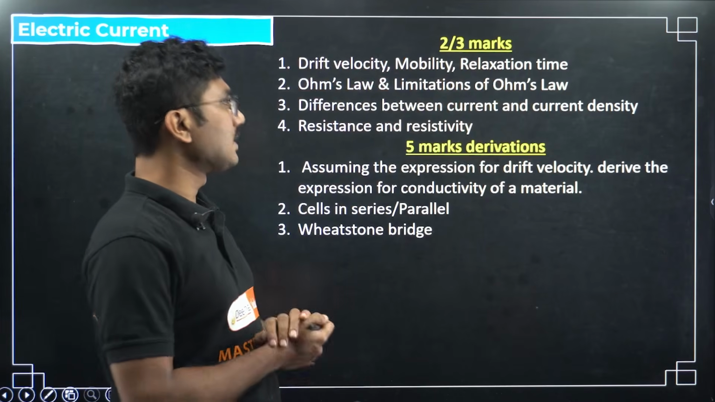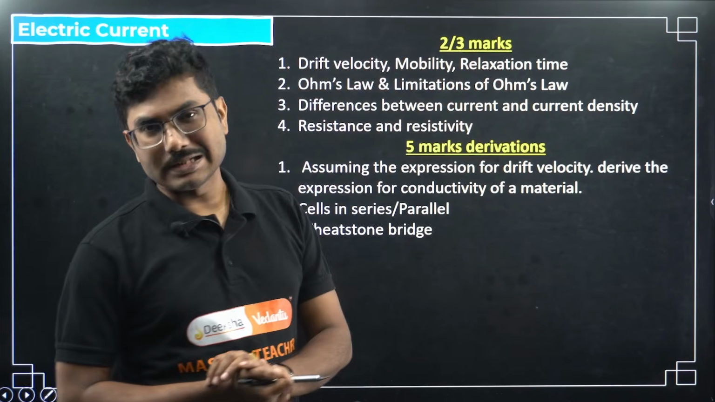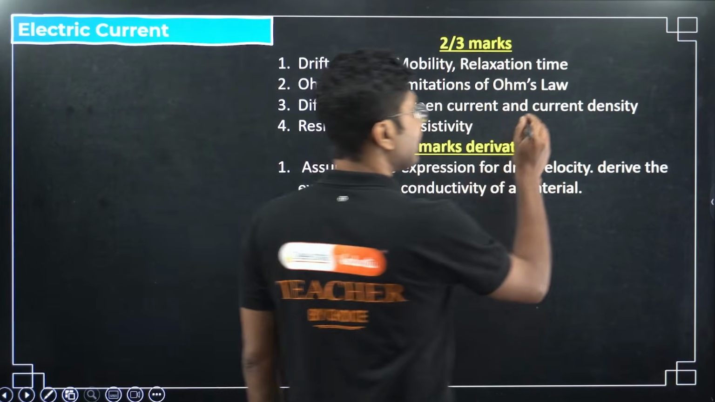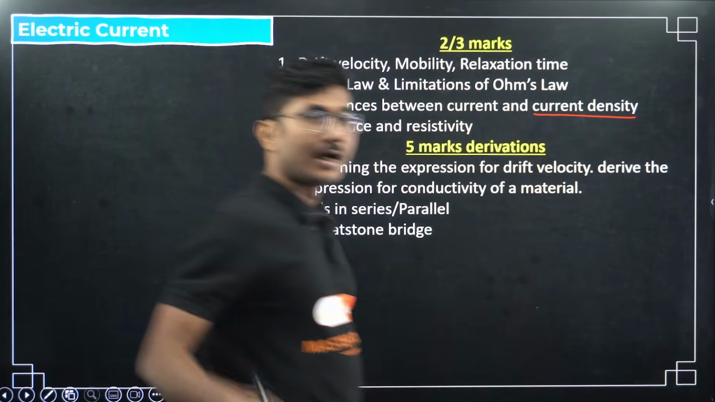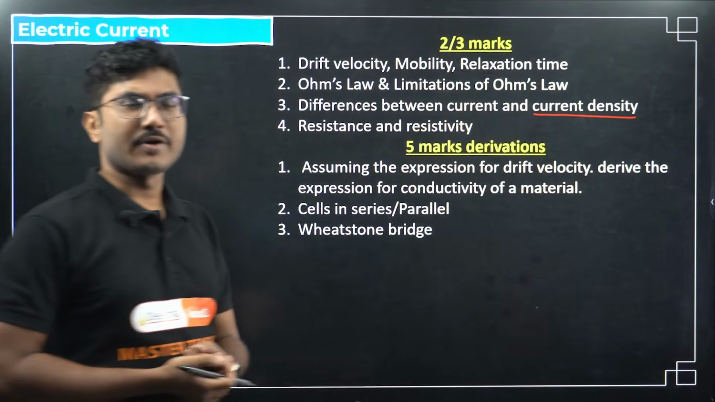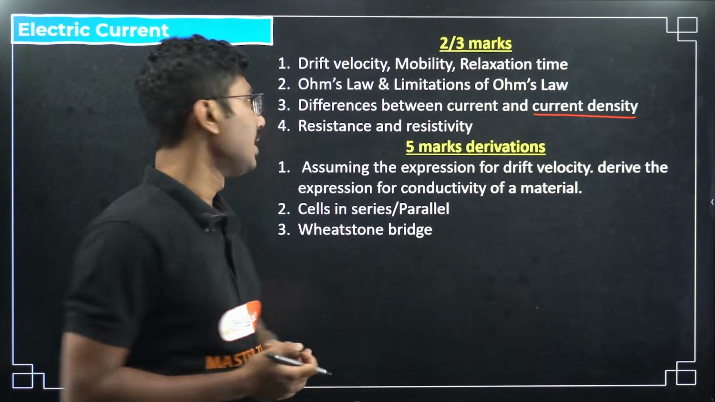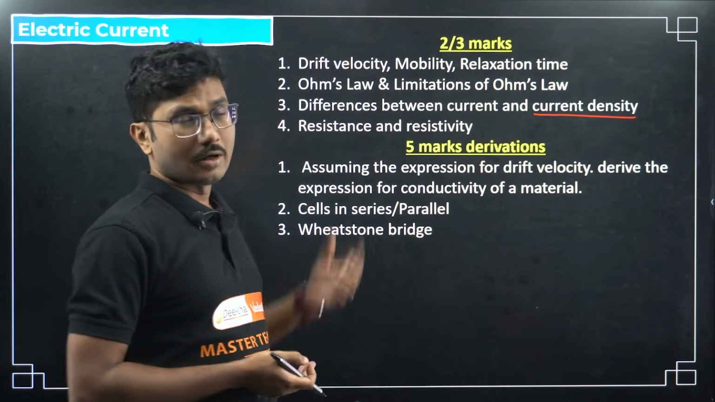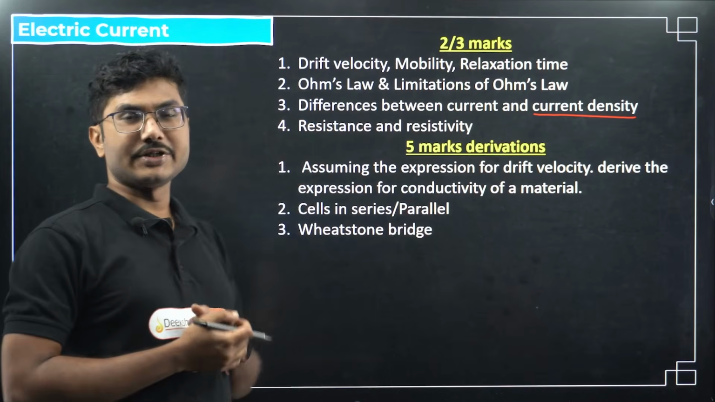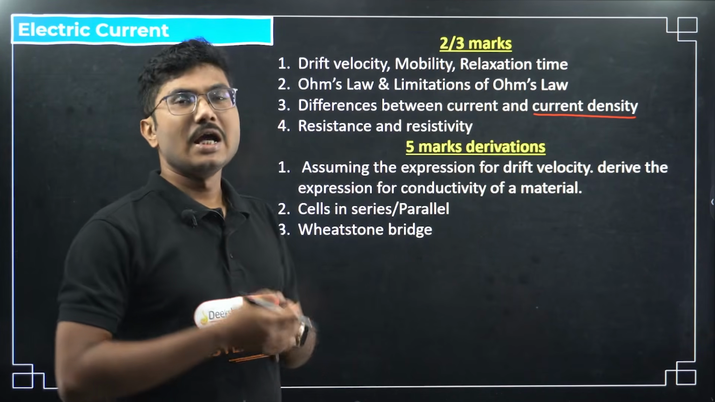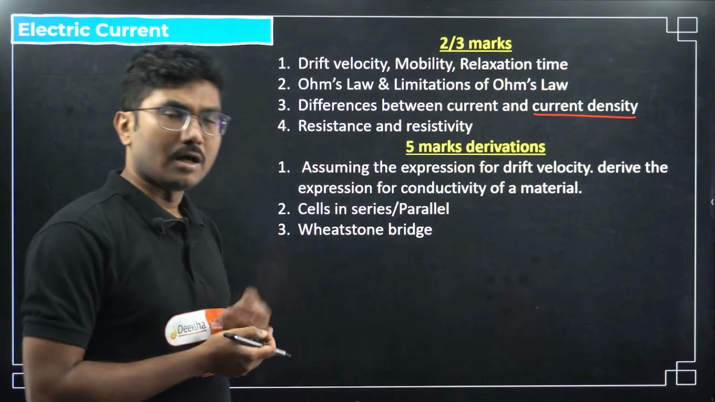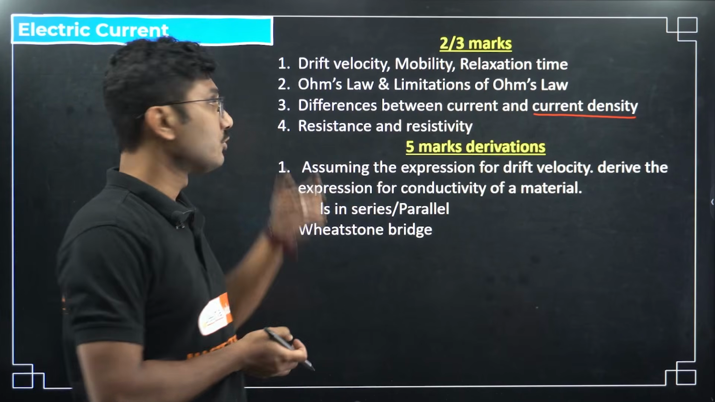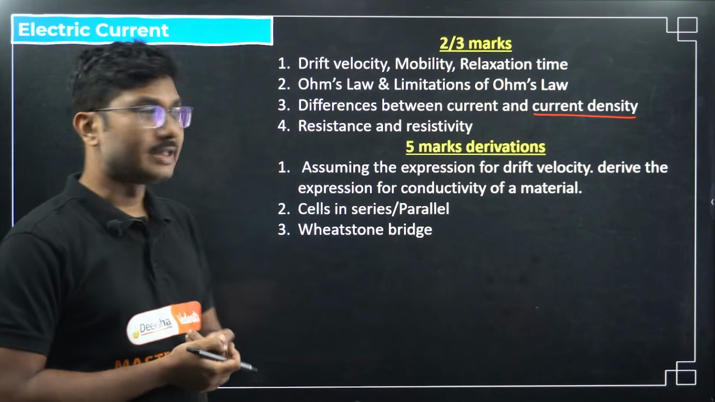Next, difference between current and current density. So even though this is a one question, but current density related questions are also very common. Units of current density, dimensions of current density, that is also you need to remember, right? Next, resistance and resistivity. So what are all the factors on which the resistance depends? What is resistivity? Units of resistivity, some concept based on how that resistivity depends on temperature. So these are the important concept from this chapter.